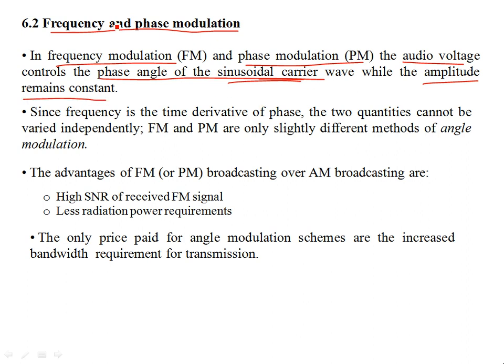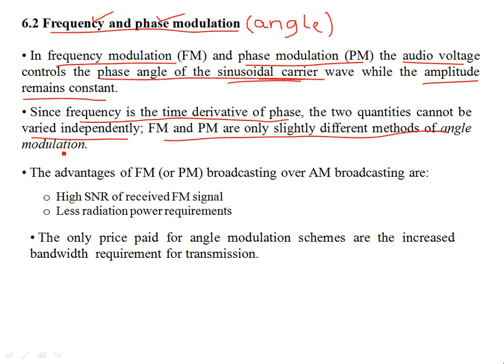You see, these two quantities, frequency and phase, are commonly referred to as angle modulation schemes. Why? Because these two quantities are related to each other. So these two schemes are not much different, they're almost the same schemes. How are they related? Well, frequency is the time derivative of the phase. So these two quantities cannot be varied independently. So FM and PM are slightly different methods of angle modulation.